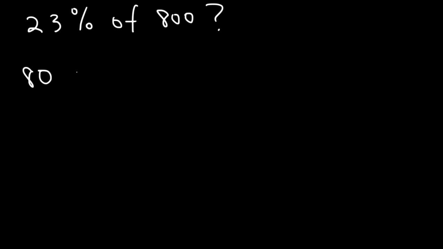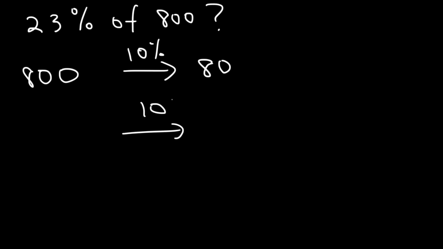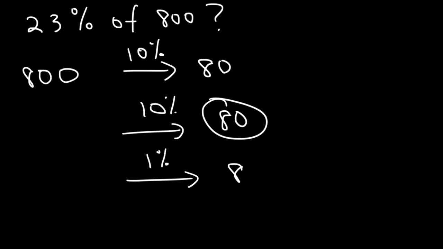Here's another example. What is 23% of 800? So first, let's find the value of 10%. 10% of 800 is 80. Another 10% is 80 as well. Now, what is 1% of 800? To find 1%, you need to move the decimal 2 units to the left. So that's going to be 8. It's basically 1/10 of 80.